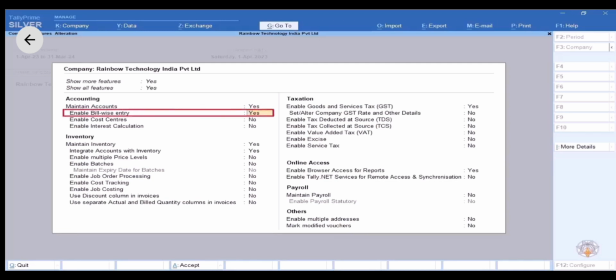Enable Bill-wise entry. Bill-wise entry feature is an important business feature using which the outstanding balance of the business can be managed efficiently. Through Bill-wise entry feature, invoice-wise bill pending, payment, receipt, advance, overdue balance can be managed easily. Overall, through the Tally Prime Bill-wise feature, the payables and receivables of the business can be managed effectively.